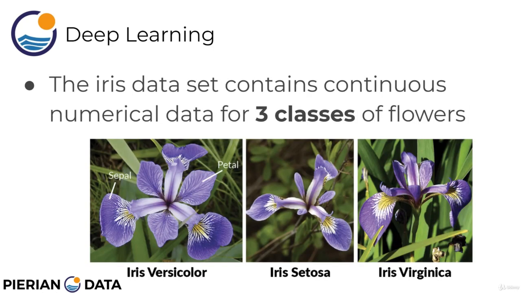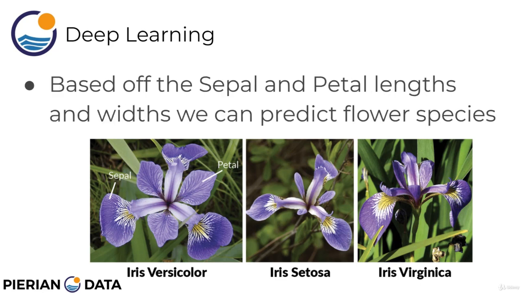network. So the iris dataset, in case you're not familiar with it, contains continuous numerical data for 3 classes of flowers. So there's essentially 3 species, or 3 classes. That's Iris versicolor, Iris setosa, and Iris virginica. And this dataset contains different widths and length measurements for both the sepals and the petals. And the idea here is with those 4 features, that is sepal length and sepal width, petal length and petal width, you should be able to then predict the flower species.